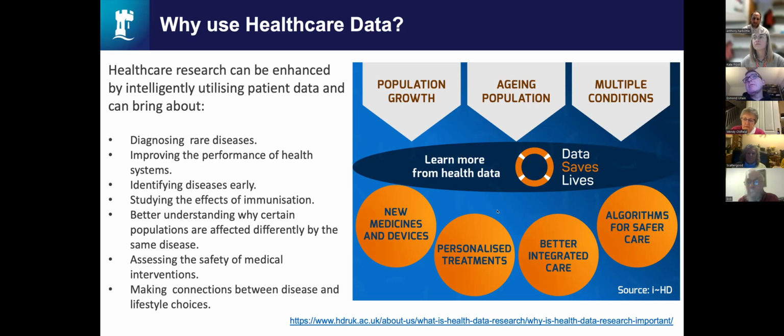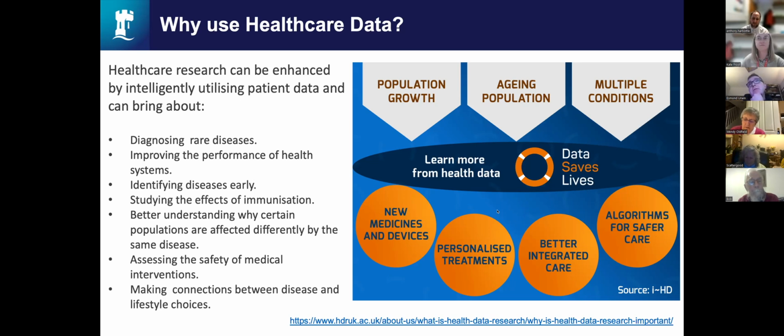Therefore, how can we better understand diseases? How can we develop new medicines? How can we personalize treatments rather than making one size fits all? Surely we can develop different treatments for different diseases, or a combination of diseases, for different people, different ethnicities, at different stages in their lives.